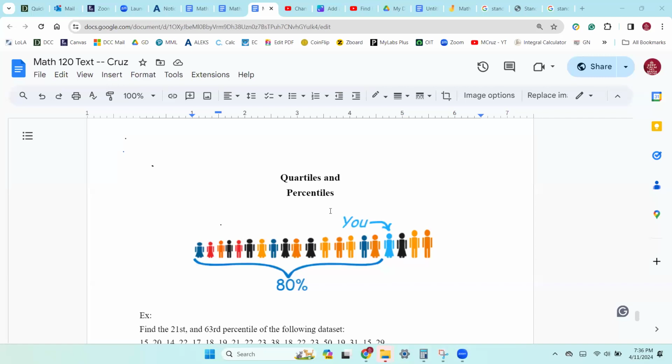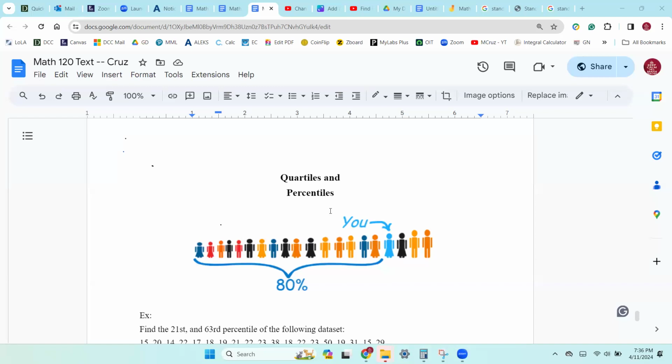So in other words, if it's a standardized test, then someone who scores in the 80th percentile scores better than 80% of people. Doesn't mean they scored an 80%. It means they scored better than 80% of the other people taking the test.